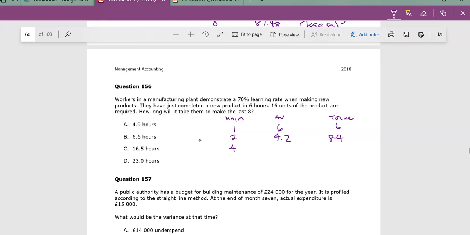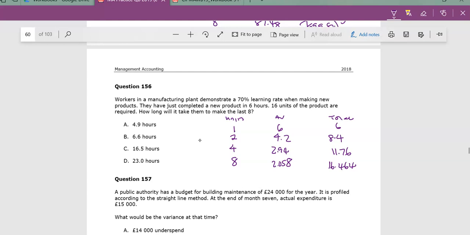So now I need 70% of 4.2. And this is 2.94. Find the total time. I have 11.76. Double again to 8. And that's 70% again times 2.94. And I have 2.058. Multiply that by 8. And I have 16.464.